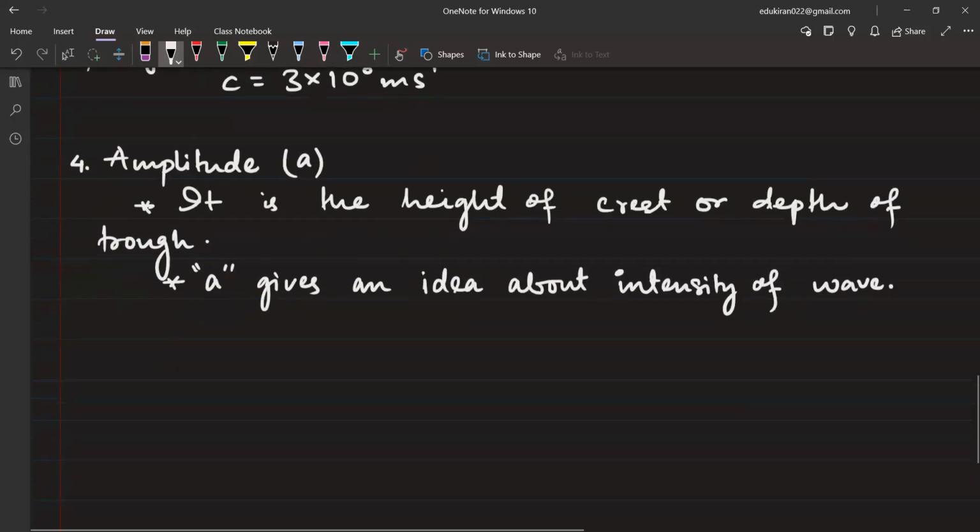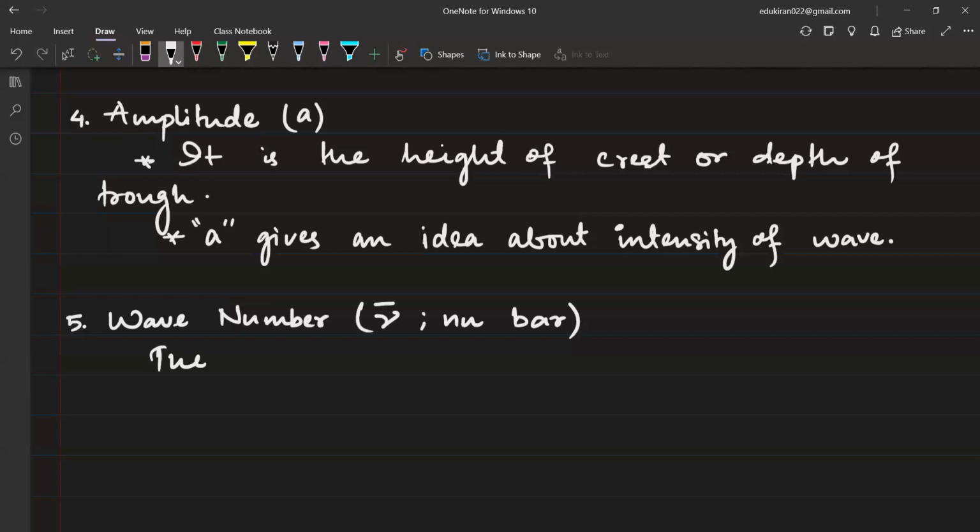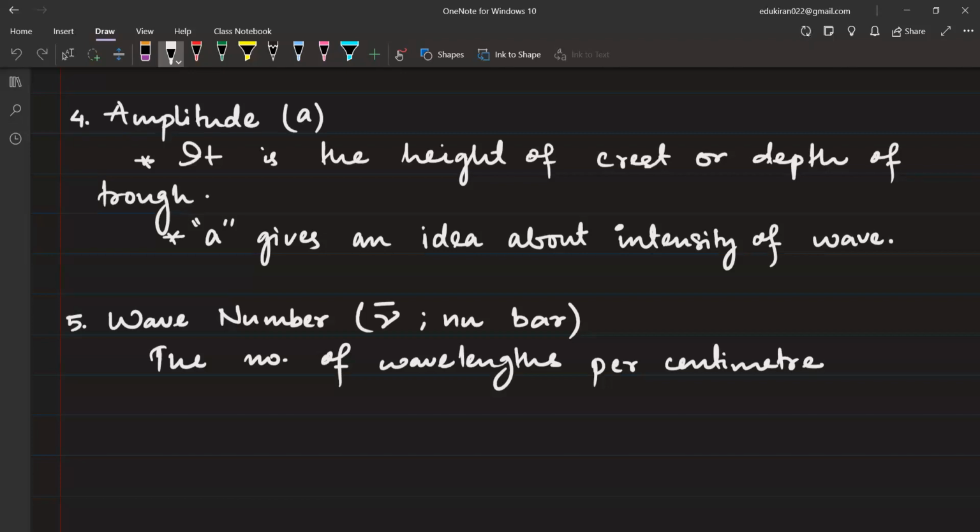Done everyone? Yes or no? Please tell me. Yes, sir. Write the fifth one. Wave number. Wave number is given by nu bar. This is nu and bar. We call this nu bar. What is wave number? The number of wavelengths per centimeter. The number of wavelengths per centimeter, and it is equal to the inverse of wavelength.